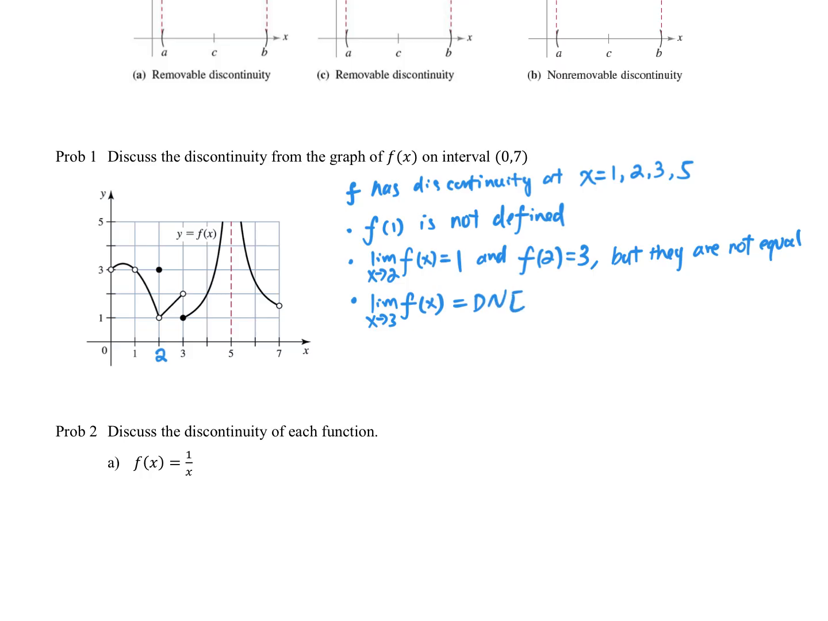It does not exist because the left side is approaching 2 and the right side is approaching 1. There's no fixed number that f of x is approaching from both sides. So therefore, it doesn't exist. Therefore, it's not continuous.